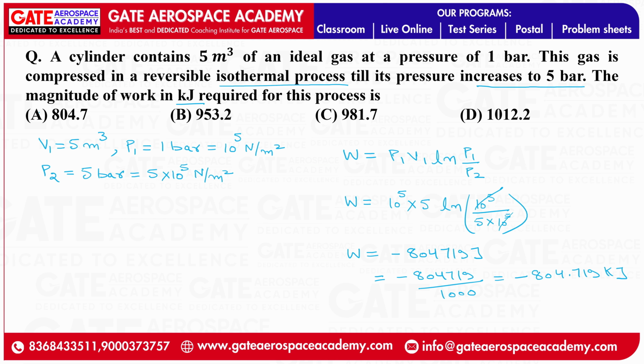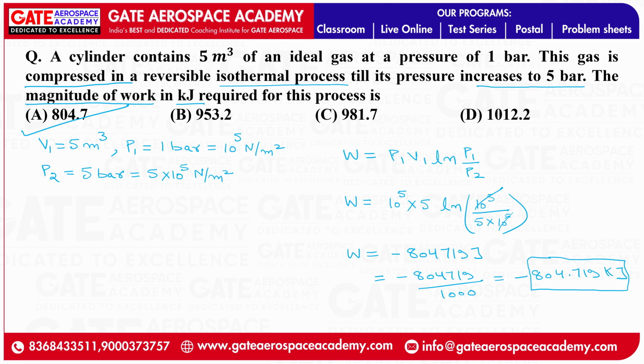But they are asking the magnitude of work. Why are we getting the work done in negative? Because we are compressing the gas, right? We are doing the work done on the system. That's why it is negative, right? But they are asking only the magnitude. So the answer will be 804.7 kilojoule. So option A. Correct? Like this we have to solve the problems. So first of all you have to see which process is given in the question. According to that process you have to apply the formula.